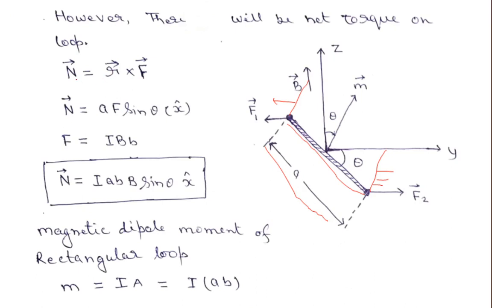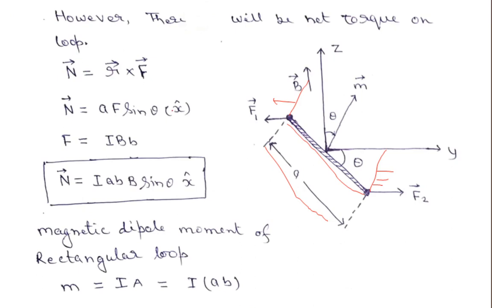Because this torque will be perpendicular to R and F. If you see here, this R, that means side A, is along some direction, and this force F is along the y direction. Obviously this will be along some z direction. Because this dipole is making an angle theta with the z direction, this R cross F will always be perpendicular, meaning this N will always be perpendicular to R and F.